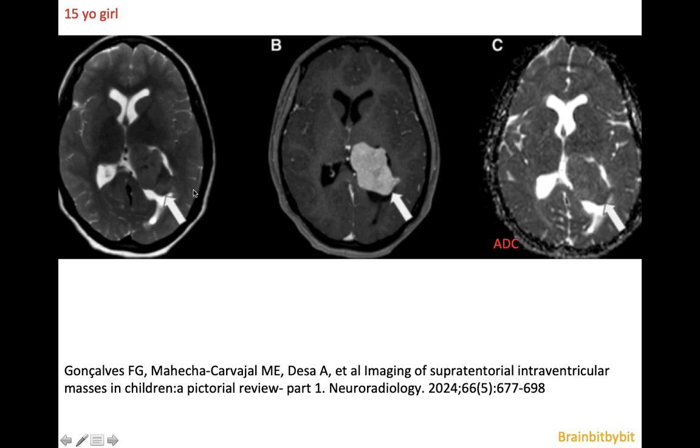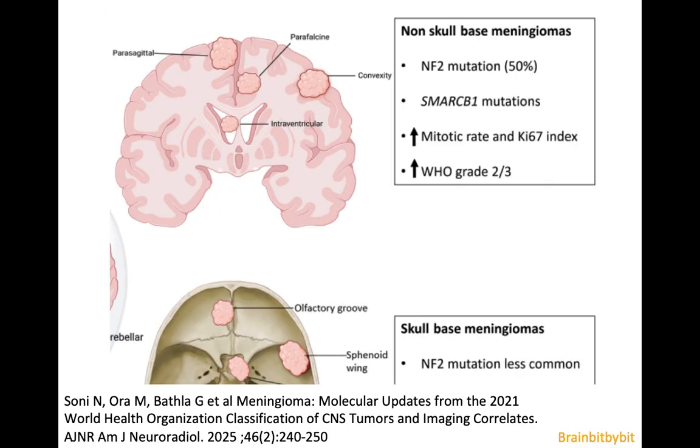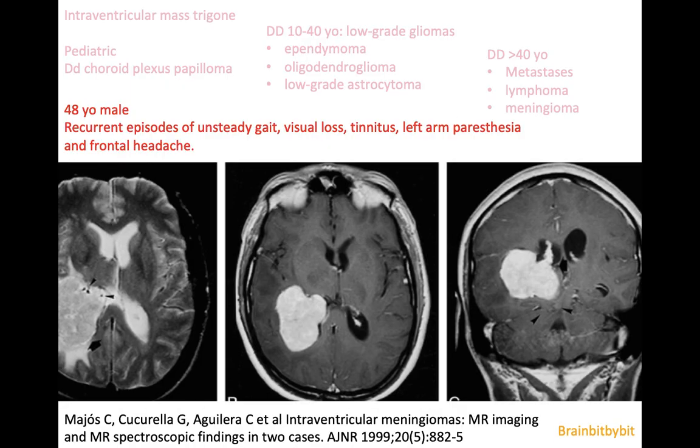And this is not only remarkable because it's a meningioma intraventricular, but also because of the age of the patient, because intraventricular meningiomas mainly occur in patients between 40 and 70 years. If you see an intraventricular meningioma in a pediatric patient, you should think of neurofibromatosis, and we talked about this in the previous video on meningiomas in general.